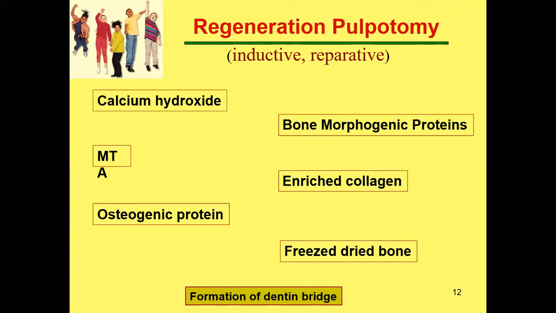And regeneration pulpotomy, otherwise you can say, is the inductive type or a reparative type. The materials used are calcium hydroxide or MTA, osteogenic proteins, freeze-dried bone, enriched collagen, then bone morphogenic proteins. These are all the different materials you use for regenerative pulpotomy. In regenerative pulpotomy, it's nothing but the formation of a dentin bridge. You are just forming a bridge or you're just forming a barrier, so that the entire radicular pulp will be vital and it doesn't have any problem. The vitality will be completely maintained. Whereas in devitalization, as the age advances, the chances of devitalizing the radicular pulp is more.